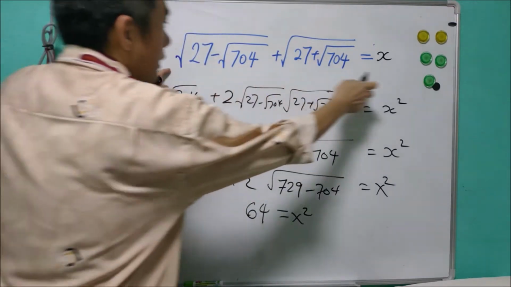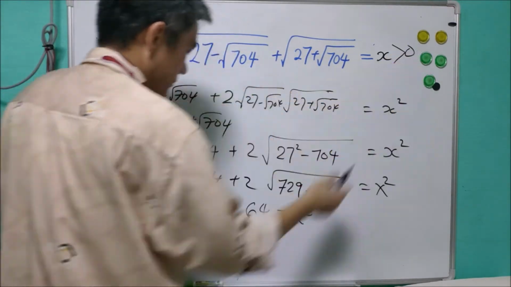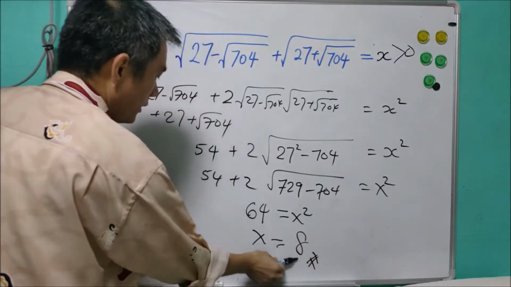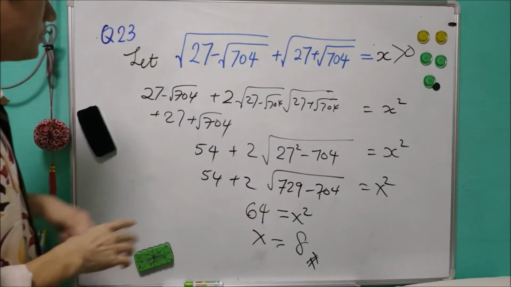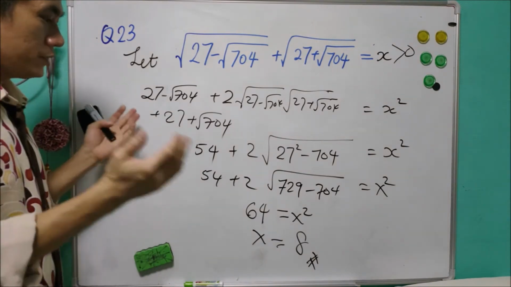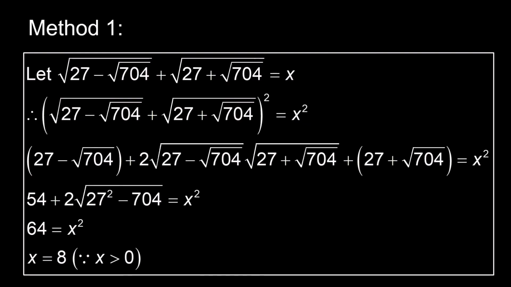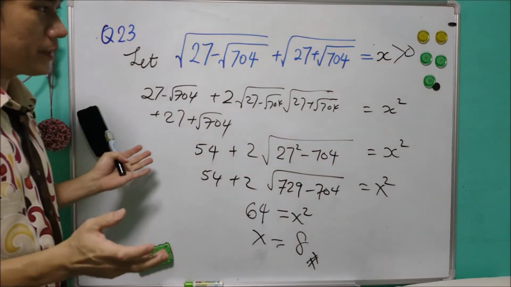And since x here is positive, x is equal to 8. So 8 is the answer for question 23. So this is method 1. Now we're going to do method 2.